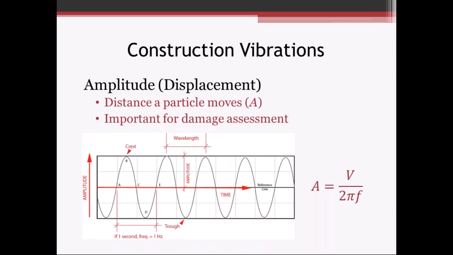Amplitude, in our case, is the displacement. It's the distance that a particle moves. And this is very important for damage assessment, although typically in construction vibrations we're measuring the velocity. But we can figure out the amplitude from the velocity, just by dividing the velocity by 2 pi times the frequency.